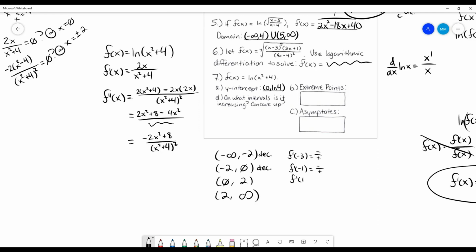Plug in a +1 though, and suddenly I have a positive up top and a positive on the bottom. So it is now increasing. Here I've got positive up top, positive bottom, increasing. So I know it's increasing on this interval, so I can go ahead and write that. So from 0, I can actually write that as an inclusive interval, I believe. So from 0 up to infinity is where it's increasing.